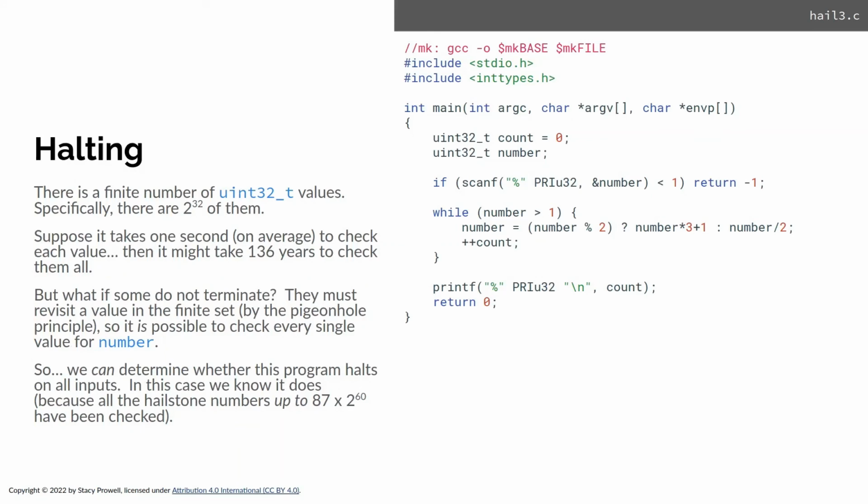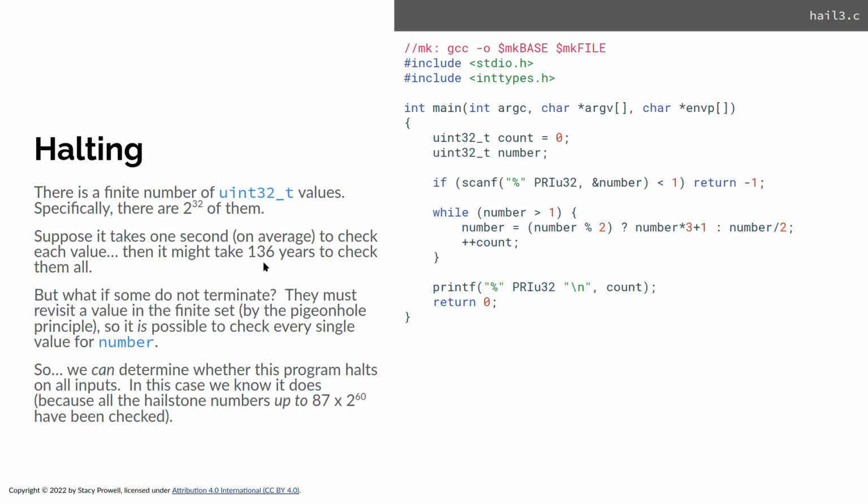Well, it turns out we can totally know the answer to this question. We can answer it definitively. There's a finite number of unsigned 32-bit integers. That's what the number is. So even if it's in the chaotic uninitialized state, it's still one of the 2 to the 32 numbers. It might take us a long time. Suppose it takes us a second to check each value. That might take 136 years.